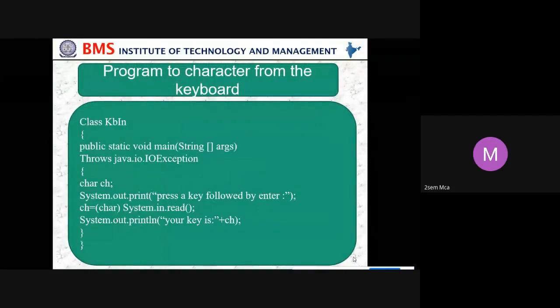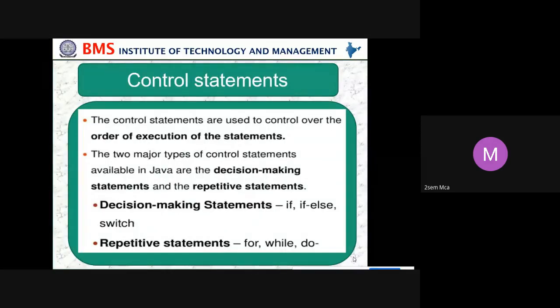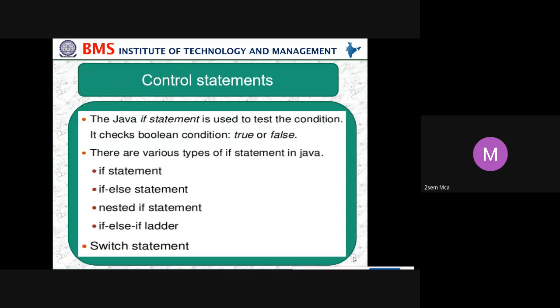In yesterday's class, we have seen about a keyboard. This is a read built-in function, and we have seen about a control statement, where in the control statement we have two things. One is decision making and a repetitive statement. In decision statement, we have if else and switch statement, and repetitive statements are for, while and do while. So in the control statement, we have seen there are various types of if statements: if statement, if else statement, nested if, if else ladder, and a switch.